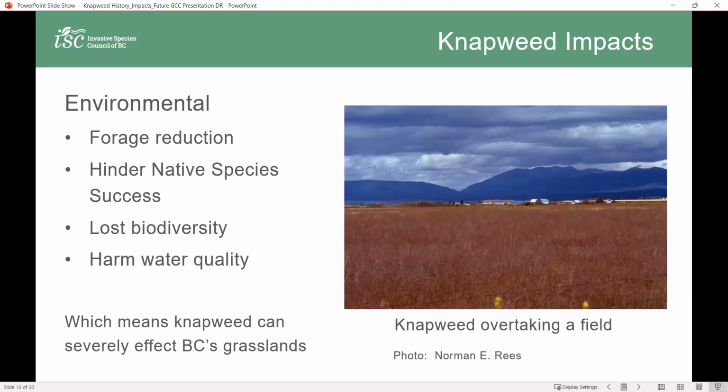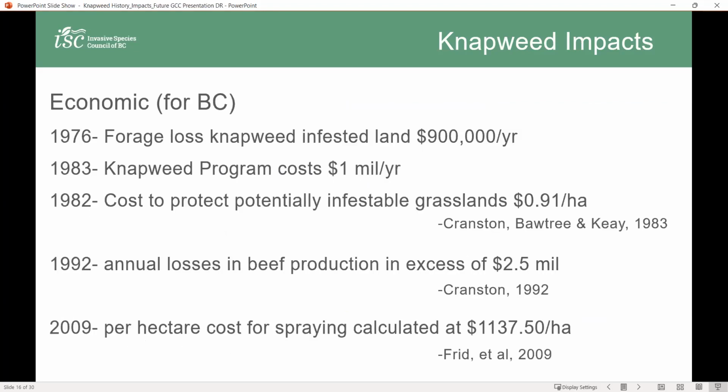Environmental impact is forage reduction. It hinders native species succession, lost biodiversity, and it harms water quality as well. Some studies a number of years back in Montana saw an increase of sediment in creeks of over 200% when the adjacent riparian land was infested with spotted knapweed. Very poor water holding qualities with a tap-rooted plant that becomes a monoculture in areas where it gets established.